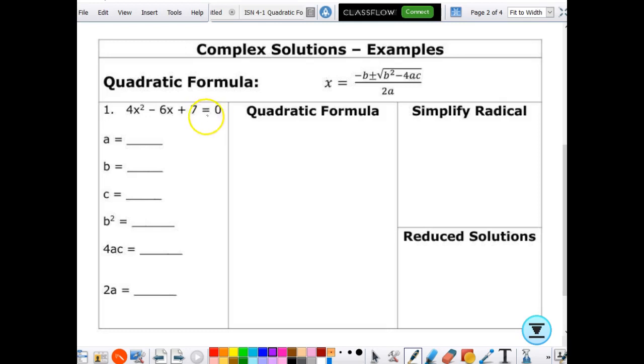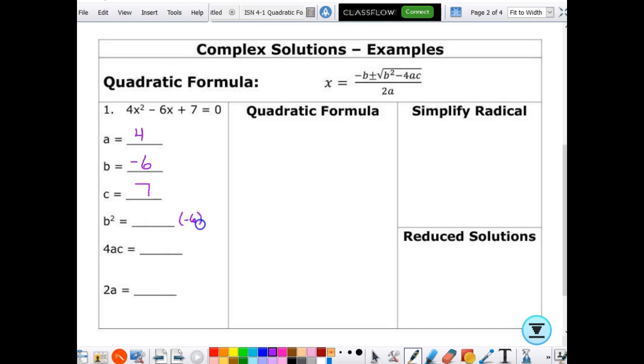So I do notice that here's the equal sign. There's a 0 over there. All 3 of my terms are over here on the left. It's written in standard form, an x squared and x and a plain number. Okay? So my a is 4. b is -6. c is 7. Of course, you can always pause this video at any time if you need to get caught up.